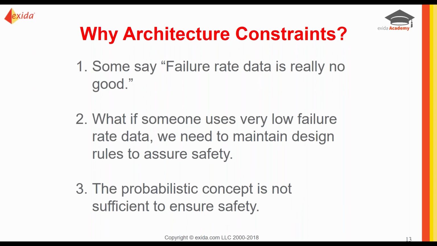Well, there's a couple different reasons. You're always going to have some people that think that either the systematic capability or the failure rates in the PFD average aren't good, so they have the architectural constraints as kind of a sanity check, if you will. If somebody uses very low failure rate data, you need to maintain the design rules of the tables that we're going to look at to really ensure safety. And some people argue that the probabilistic concept is not sufficient to ensure safety, that there needs to be another set of rules in place.